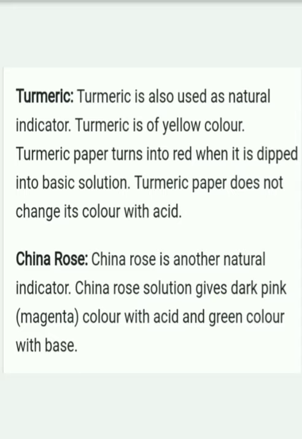Turmeric is of yellow color. Turmeric paper turns red when it is dipped into a basic solution. Turmeric paper does not change its color with acid. The next natural indicator is China rose. China rose is another natural indicator. China rose solution gives dark pink, that means magenta color, with acid, and green color with base.